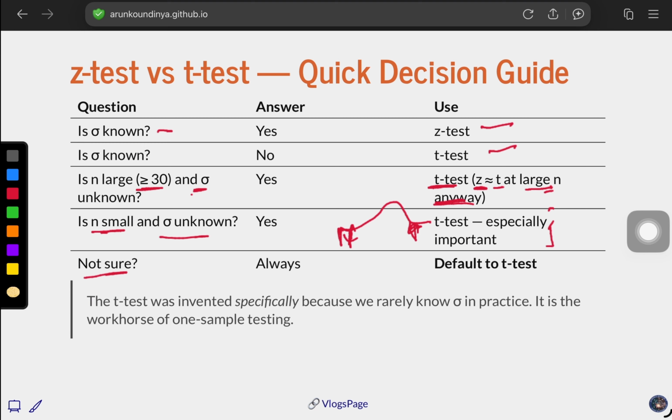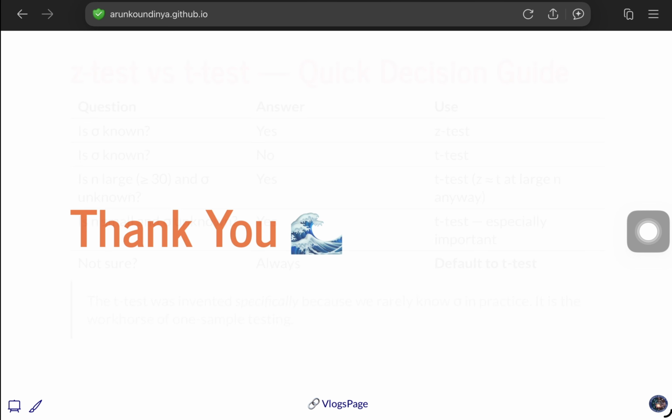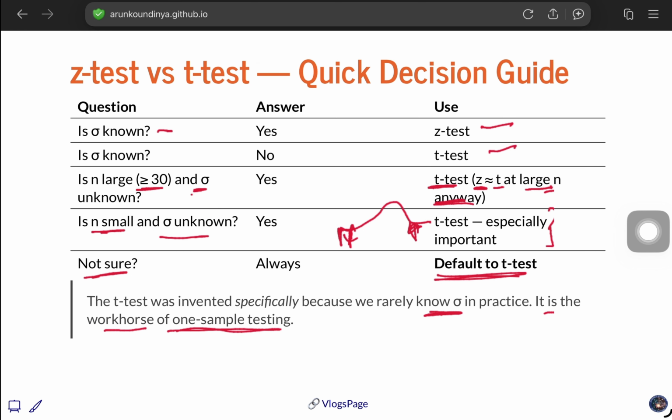So whenever we are not sure, default always to the t-test. The t-test was invented specifically because we rarely know sigma in practice. It is the workhorse of one sample testing. So that's it. In the next episode, we will see two sample tests, and then we will have a short quick demo on how to conduct both a one sample test and a two sample test using Python in very few lines of code.